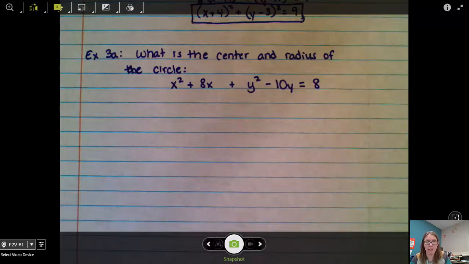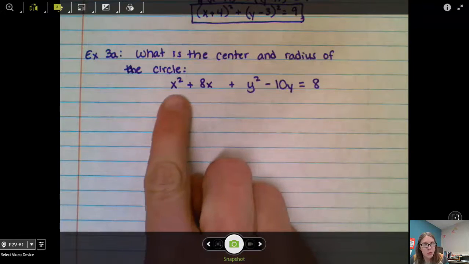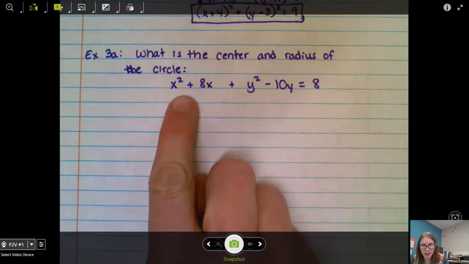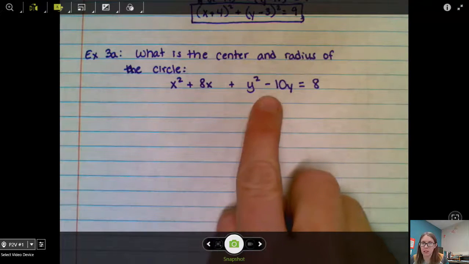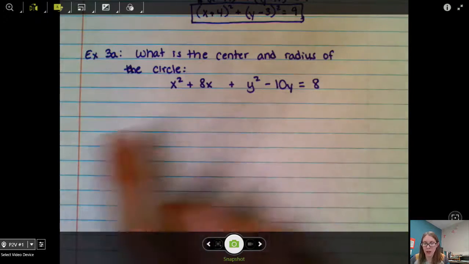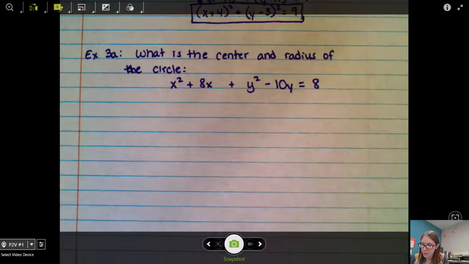Well, again, this equation looks nothing like general form because I have these two terms here, x squared plus 8x, and I have these two terms here, y squared minus 10y. So here's what we have to do. We have to complete the square twice.